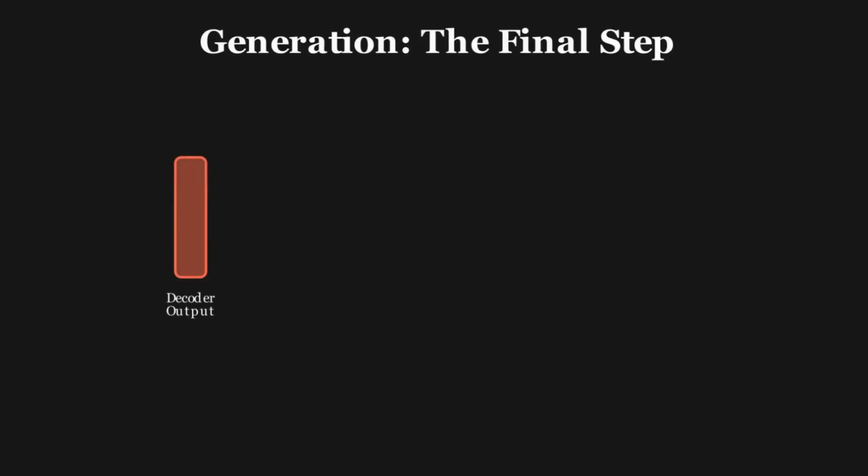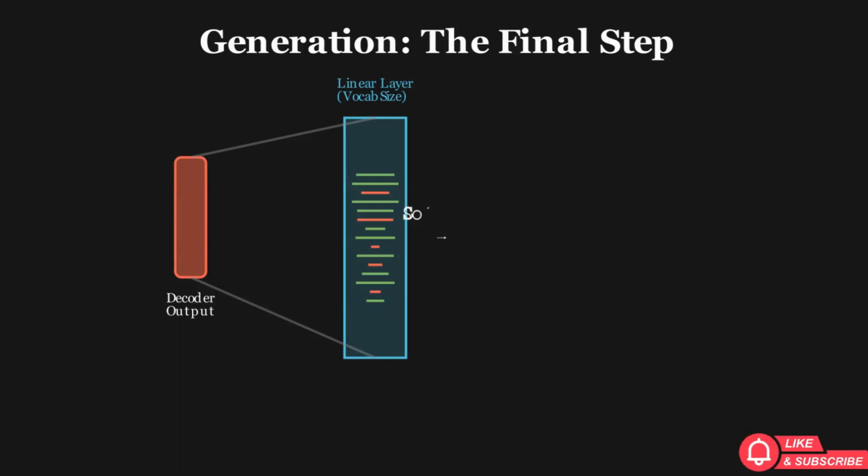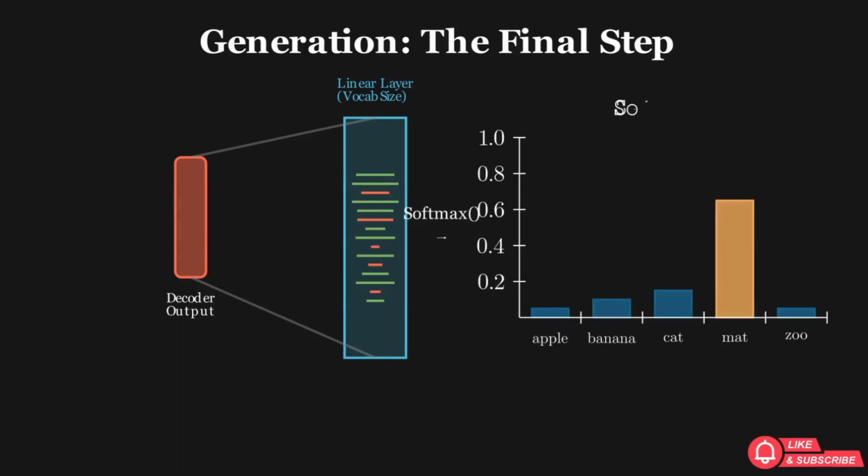The decoder gives us one final vector representing the meaning of the next word. But computers don't speak meaning, they speak numbers. The linear layer projects this vector onto the entire vocabulary, 50,000 plus words. These are logits, raw, unnormalized scores. Some are negative, some are huge. We pass them through a softmax function to turn them into probabilities.